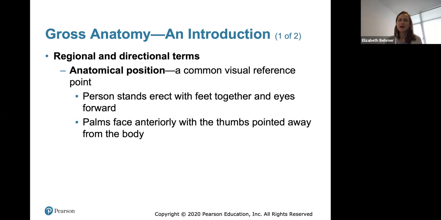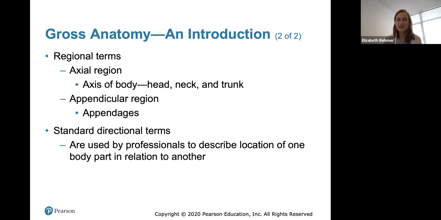So here are the regional and directional terms of anatomical position, which is a common visual reference point. In anatomical position, the person stands erect with their feet together and eyes forward. Their palms face anteriorly with the thumbs pointed away from the body. And we get to some regional terms of the body this way. The axial region is the head, neck, and trunk. And the appendicular region are all of your appendages, your legs and arms.